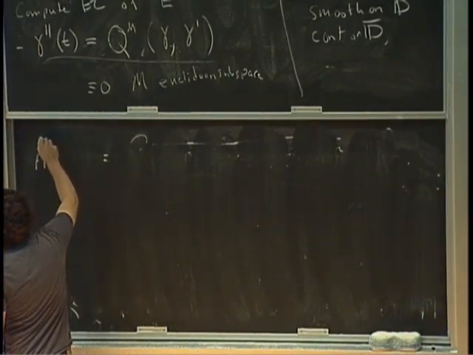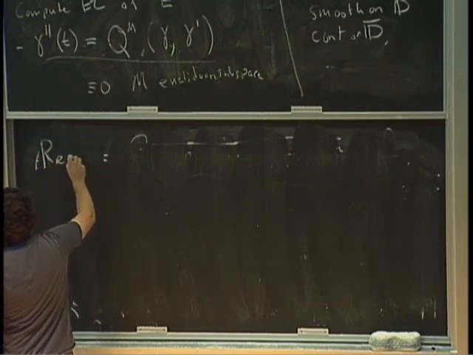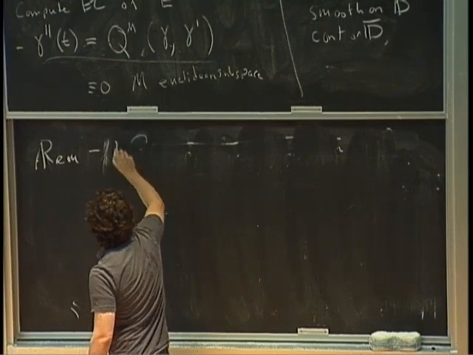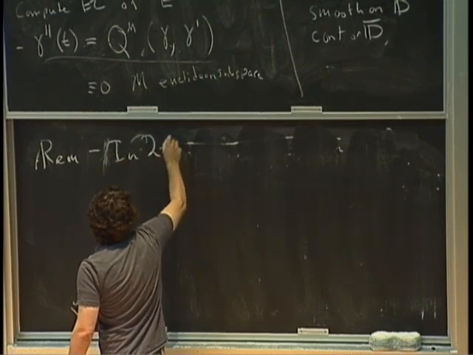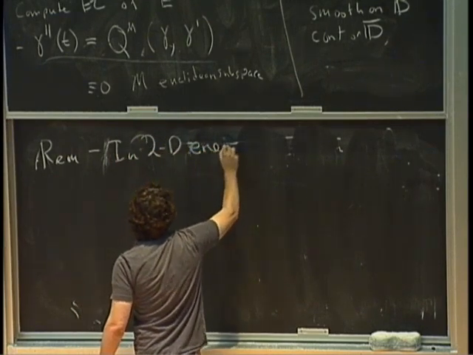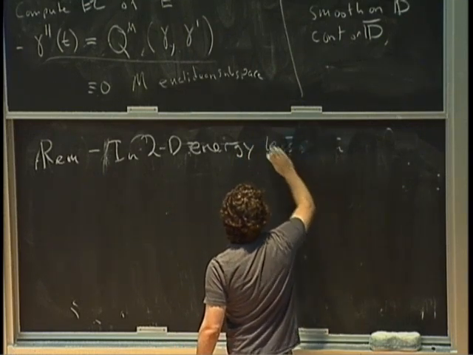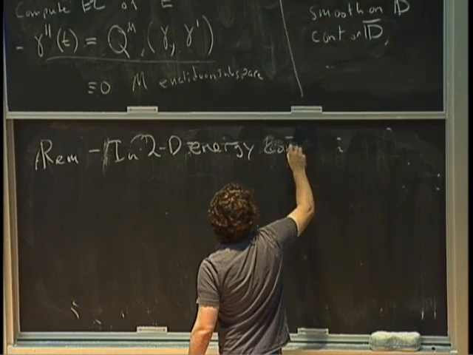So, some remarks. The first one is that in 2D, the energy is less coercive, or is less strong, controls less, let me say.